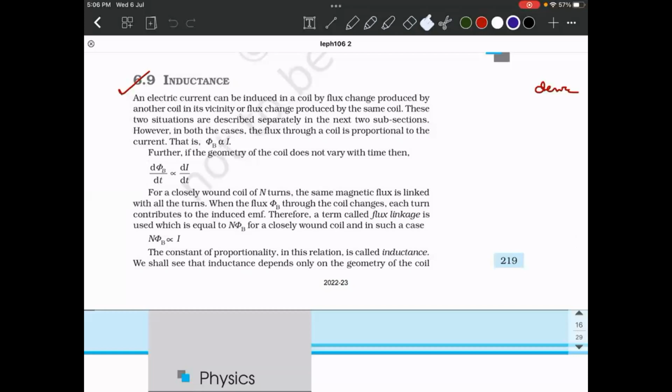Yeah. So we saw what is inductance, right? Yes, we saw. Yeah, the light is not on. Wait, no problem. The light is not on. The switch is there. Next one. Right.